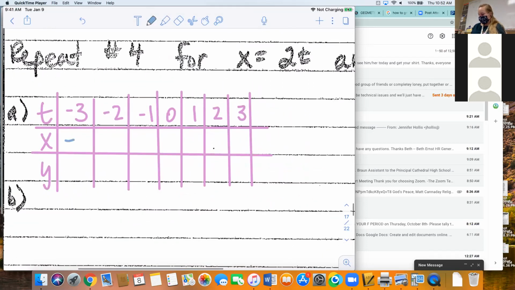Once I set my table, I'm going to start plugging in points. The biggest problem I've had on this is I've tried to plug my X in for my Y. And remember, you're always using T. So if you end up getting a wrong answer, it's probably because you used X instead of T.